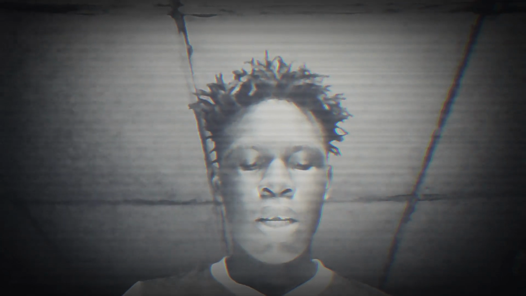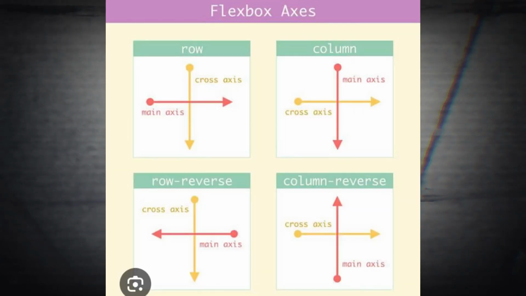We go to Flexbox and Grid. We get the two axes of Flexbox: the main axis and the cross axis. What is the main axis? The main axis is defined by the flex-direction property, and the cross axis runs perpendicular to it.